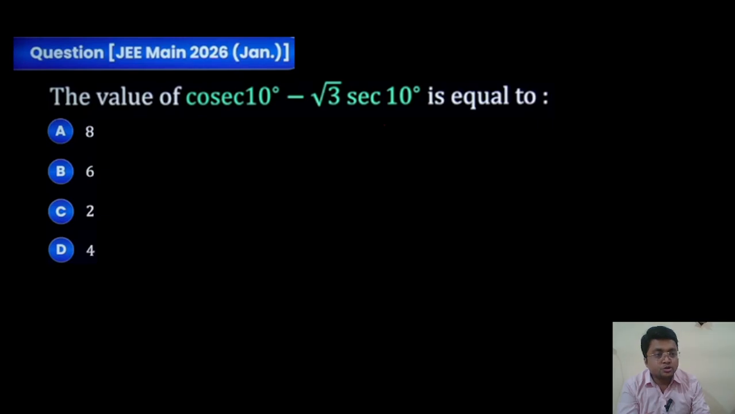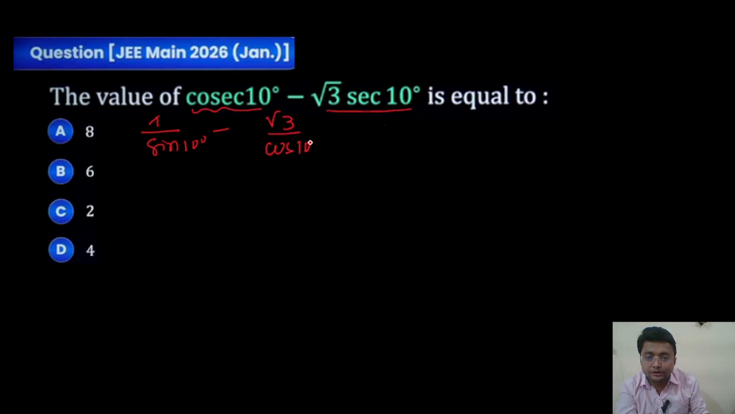Friends, today we are here to solve these questions. As you can see on the screen, your question is: cosec 10 degree minus root 3 sec 10 degree is equal to what? So what can we write here? We can write 1 by sine 10 degree minus root 3 divided by cos 10 degree.